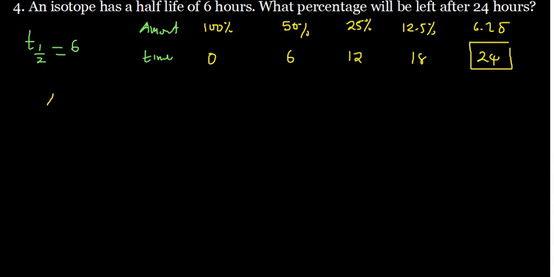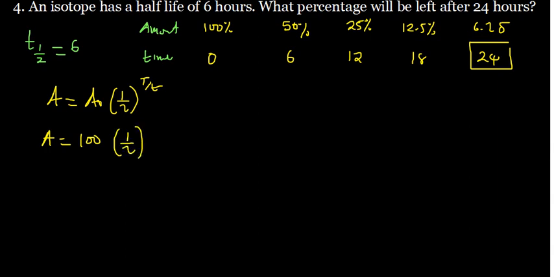Or you can use the formula A is equal to A0 times 1 over 2 to the power T over half-life. The A itself, that is the final amount that you want. You don't know what percentage will remain, so you don't know the final amount, but you know the initial amount. Let's say the initial amount is 100%. That will be 1 over 2, and then capital T is 24, small t is 6, that is the half-life.